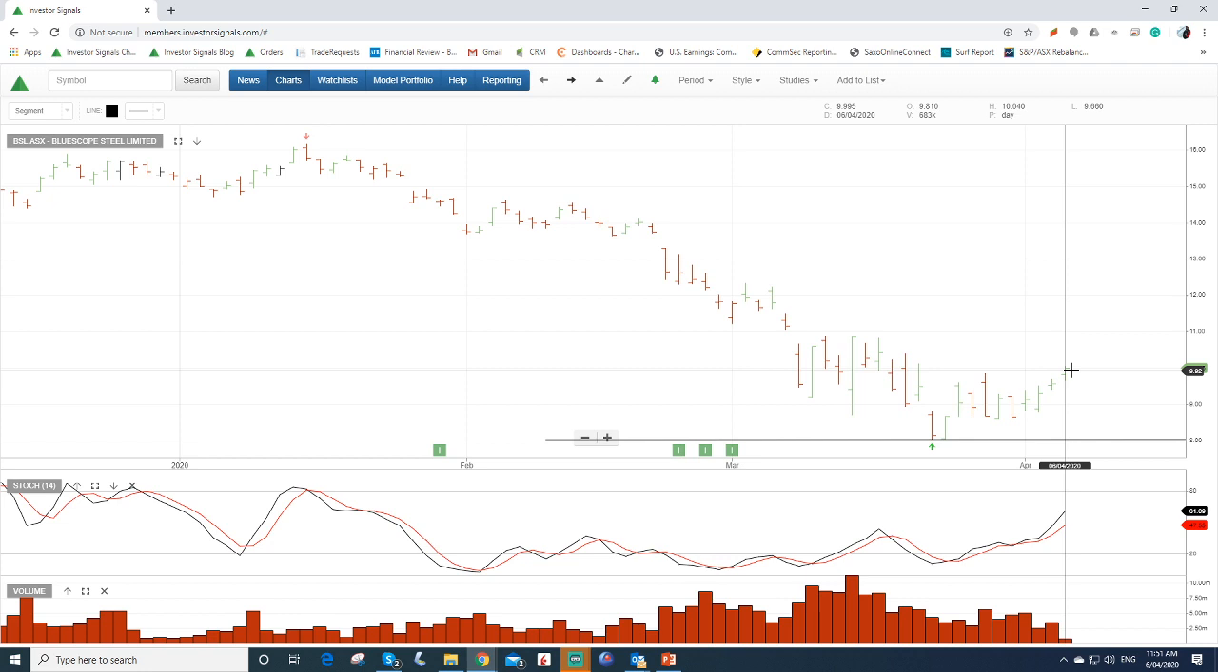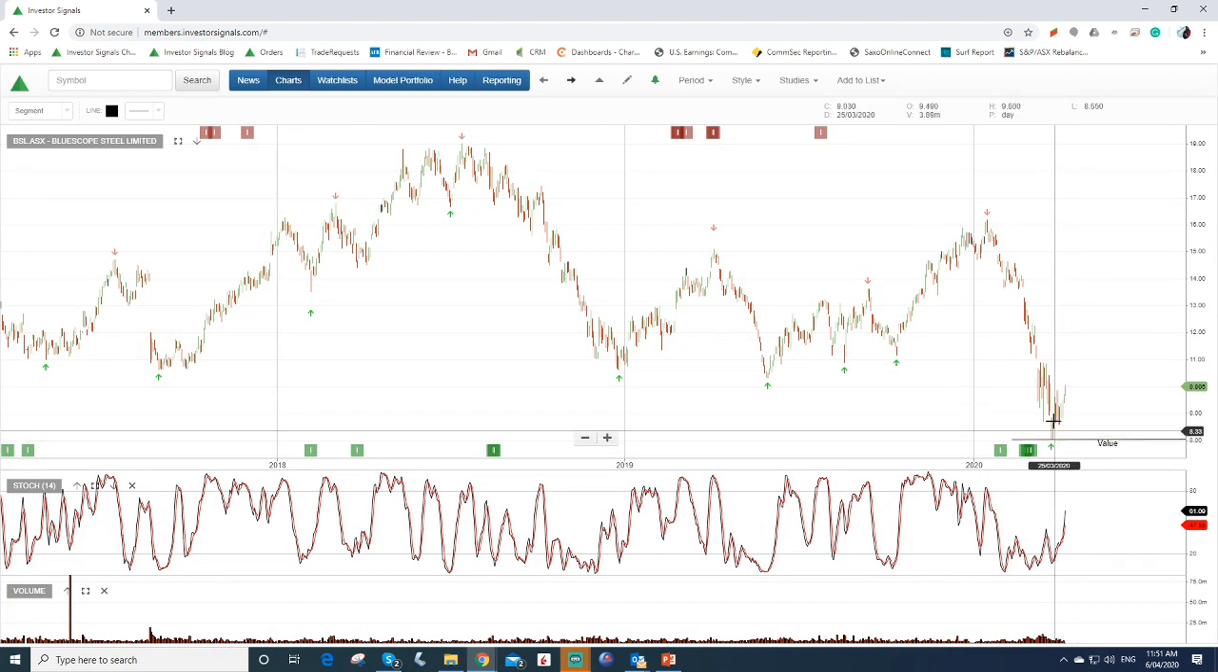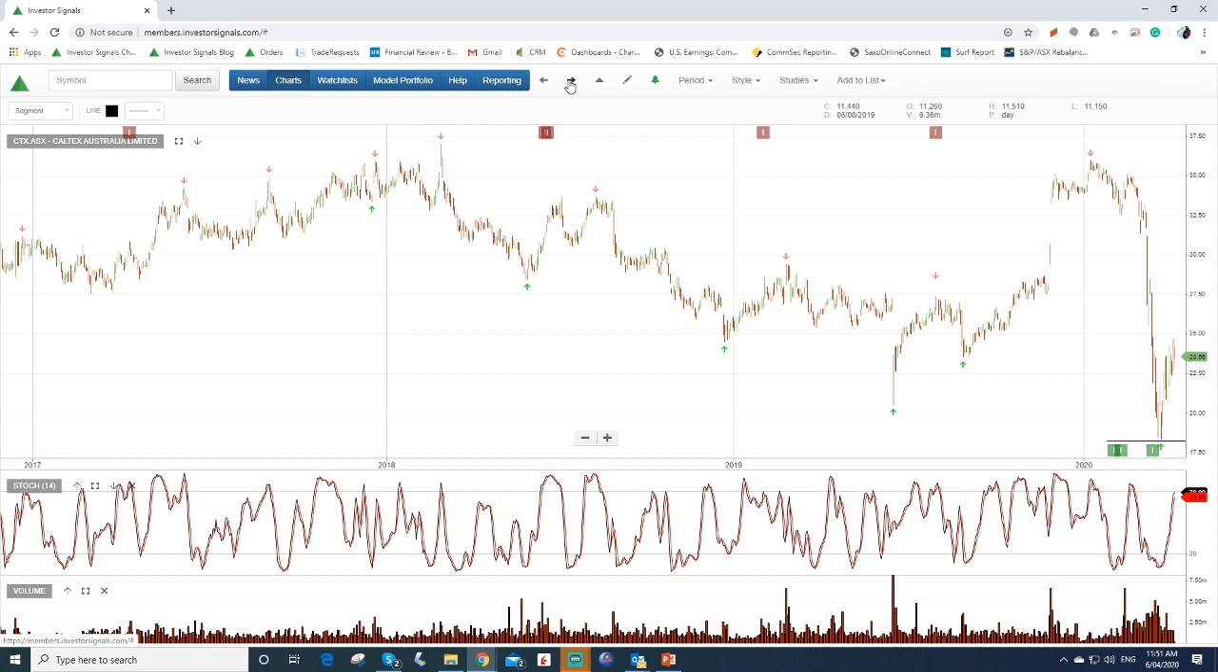So I'm going to add that to the list of stocks that we look at under a trading scenario at the end of the recording. So BlueScope finding support at $8 and buying interest is a little bit above average there.